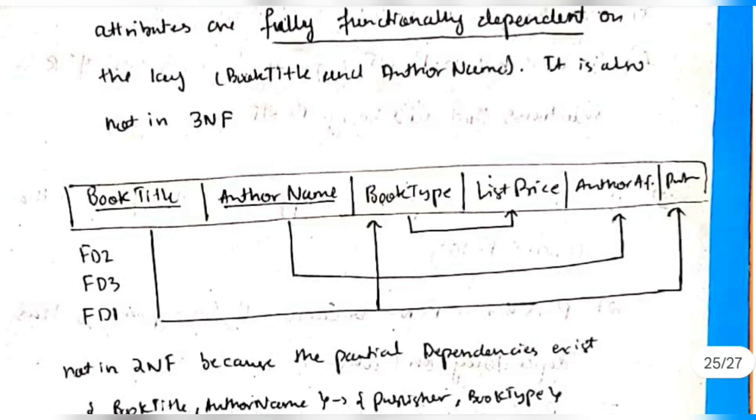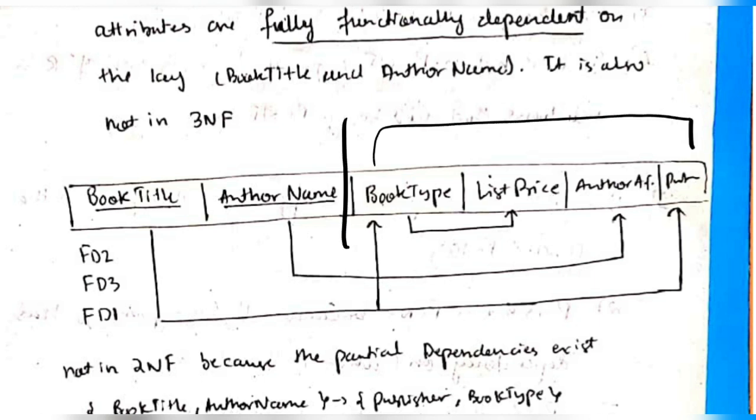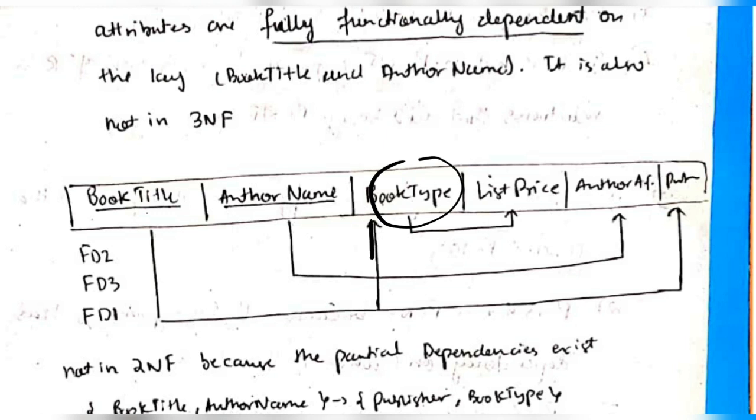Second NF means the non-prime attributes should be totally dependent on the prime attributes. These are the non-prime attributes. Suppose I take book type; it should be dependent on author also and book title also. But that is not the case, and it is true for all of these. None of these are totally dependent.